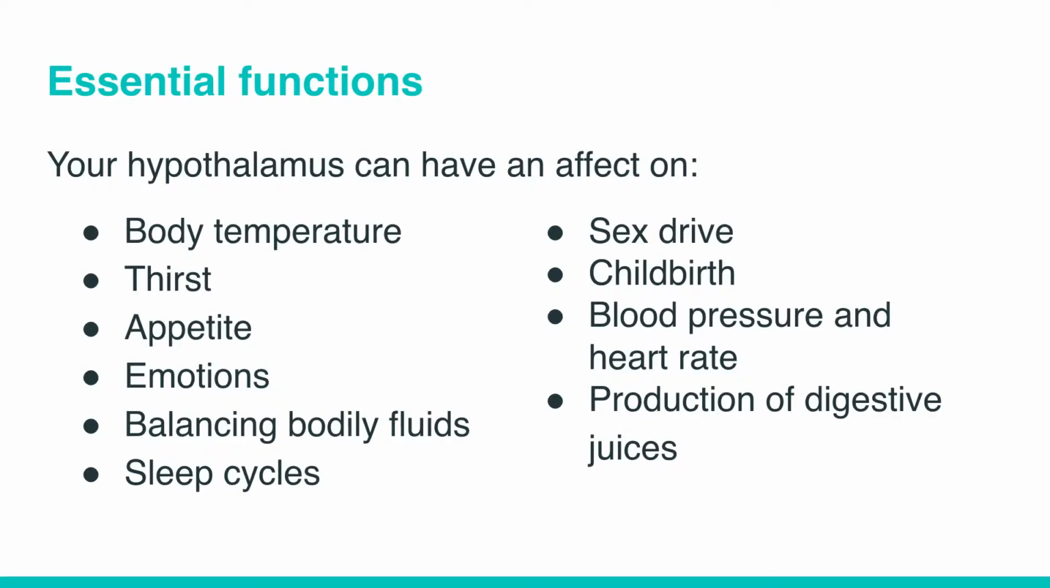Some of the functions the hypothalamus can have an effect on are body temperature, thirst, appetite, as we talked about earlier, emotions, balanced bodily fluids, sleep cycles, which I also mentioned earlier, sex drive, childbirth, blood pressure and heart rate, and production of digestive juices.